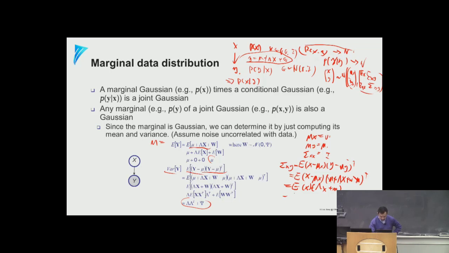And so this equals the expectation of x times lambda x transpose plus a 0, because the expectation of w is 0. Then, let's take this lambda out. It becomes the expectation of x x transpose, which equals what? It is the covariance of x.